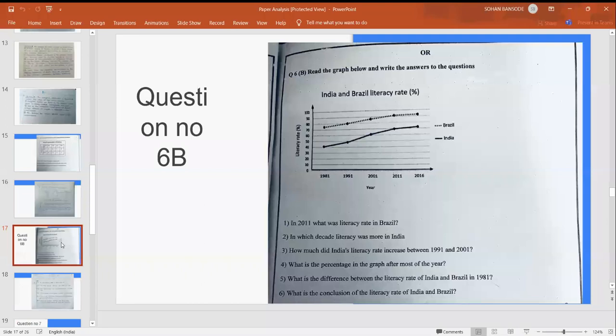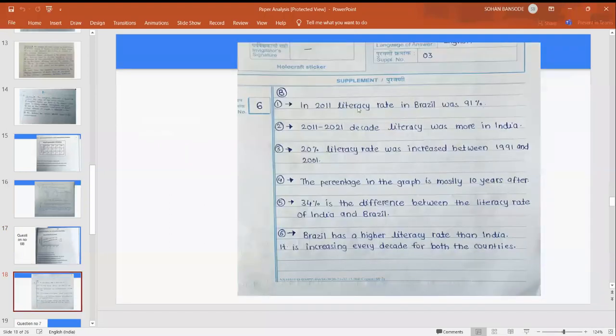So India and Brazil literacy rate map is provided to you. You just have to read that map carefully, whatever is the difference between the figures, and differentiate between them. Sometimes you have to analyze that information and write your answers. So we'll move directly towards the answer. In 2011, the literacy rate in Brazil was 91%, which is provided in the map given in the question paper. Next one is 2011 to 2021, decade literacy was more in India.